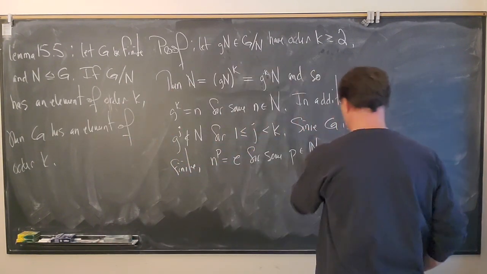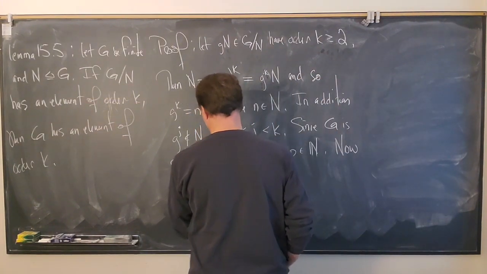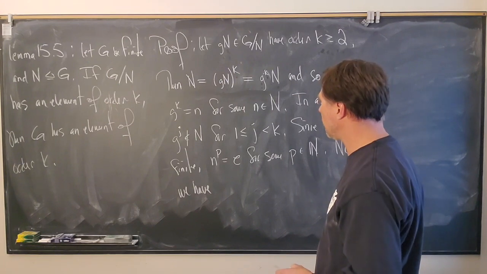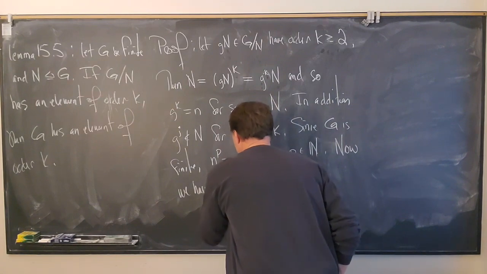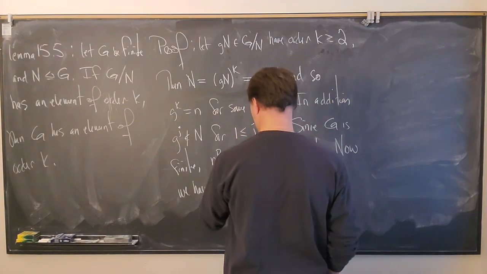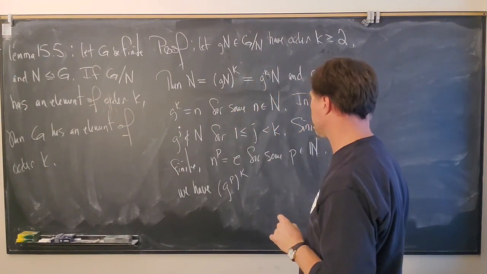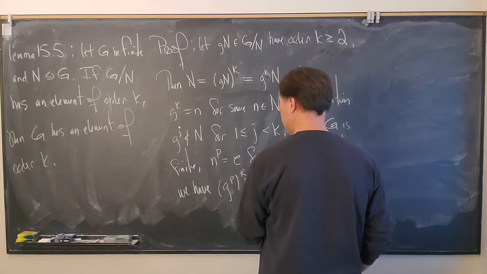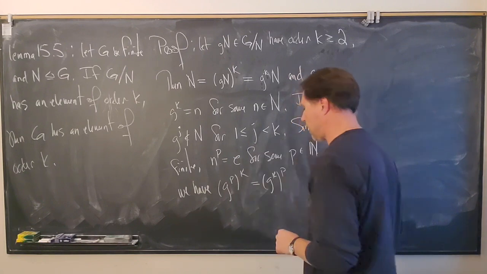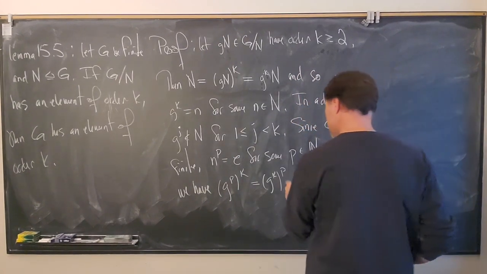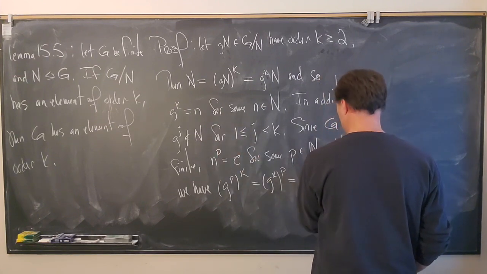So now what does that mean? We have n is equal to g to the k. So g to the p raised to the k is equal to g to the k raised to the p. Nothing exciting going on right there, but this is equal to, since g to the k is equal to n, n to the p, and we know that's the identity.